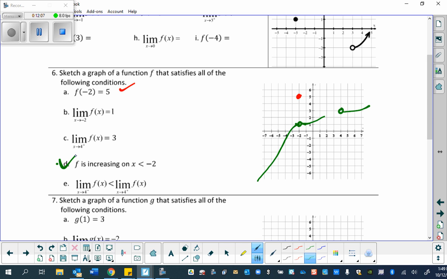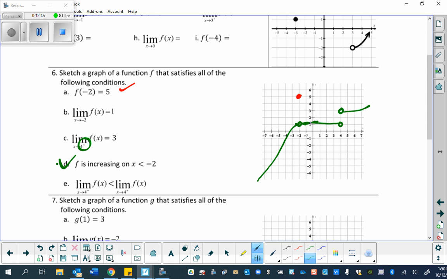The limit as x approaches 4 from the negative has to be smaller than the limit as x approaches 4 from the positive. Okay, so that means that as x approaches 4 from the positive, that's 3. This one wasn't 3 because this limit as x approaches 4 from the negative is less. So if I have something that looks like this, that'll be fine because this limit is smaller than this limit.